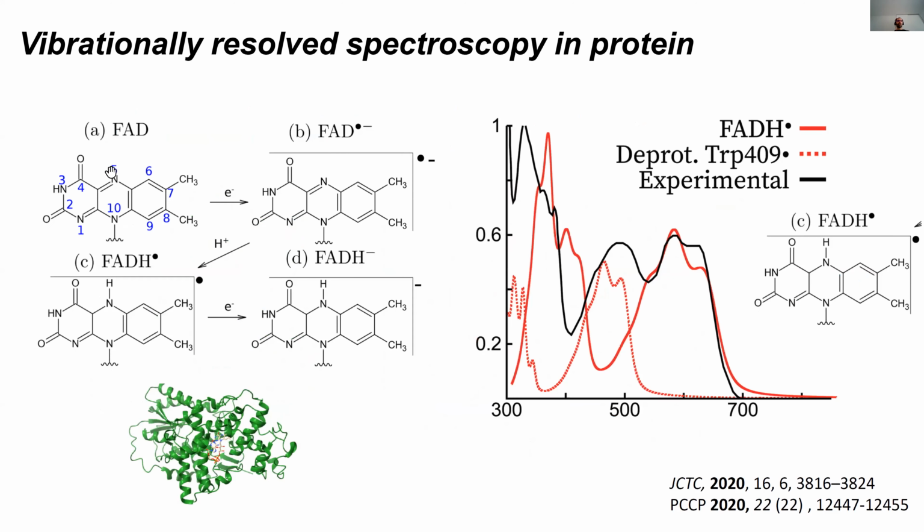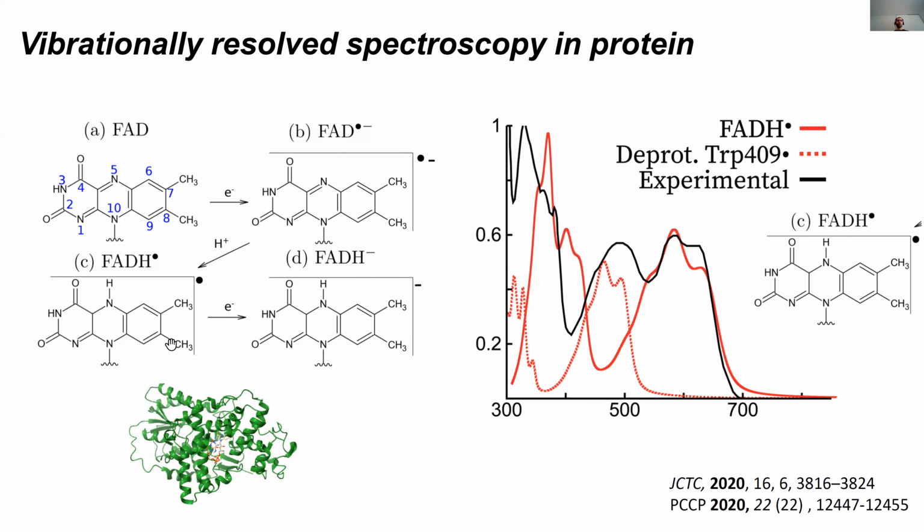This protein actually, when it absorbs light, it gets reduced. So we get one electron, we form this radical anion, and then we can get a proton from the protein, and then we form this neutral radical, and then we can absorb another photon, and then we get reduced another time to form finally the fully reduced form. So we also computed for all these forms the vibrationally resolved absorption spectrum.